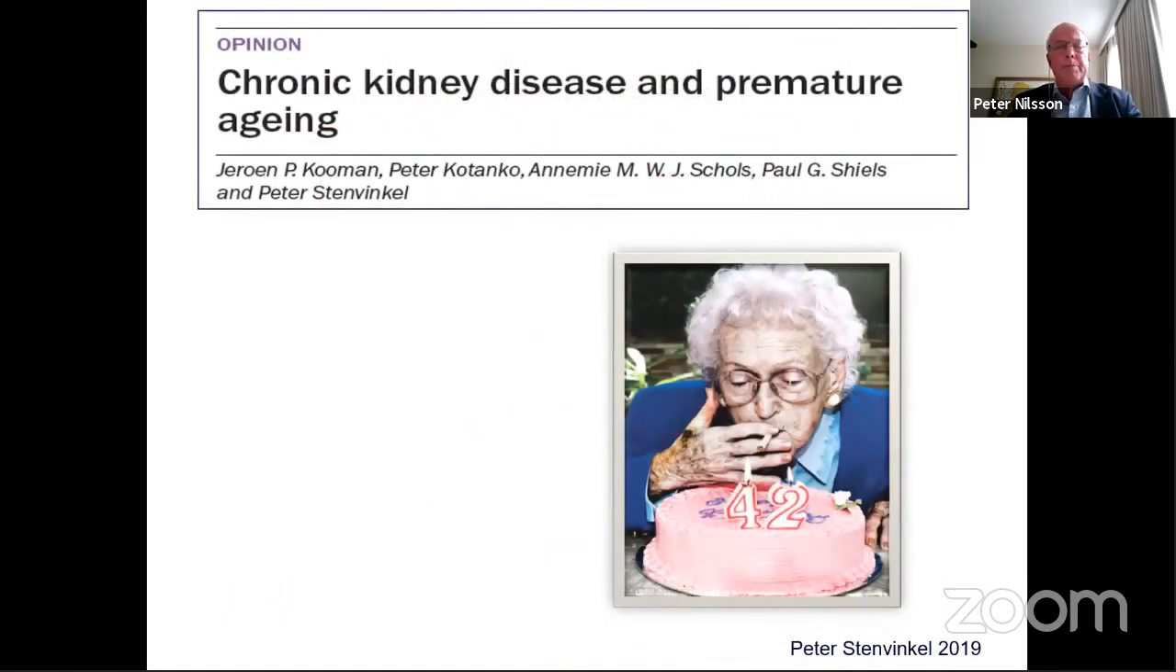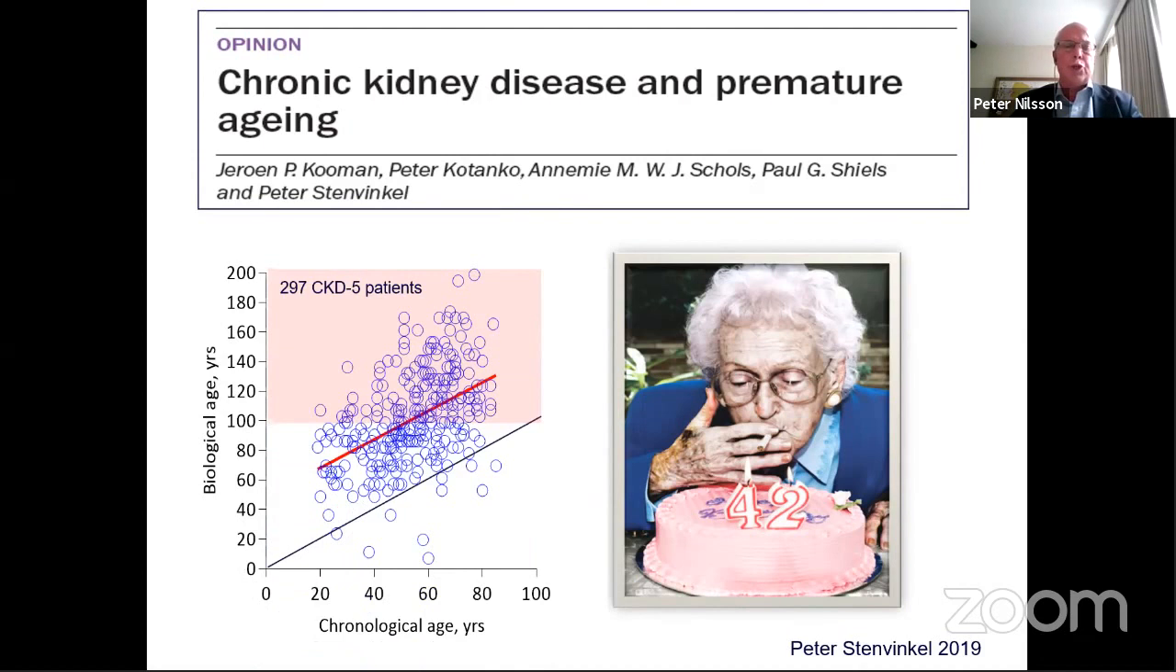I discussed comorbidities, and this is a slide to show you that patients with chronic kidney disease stage 5 have a more advanced biological age as compared to the chronological age. This is a model of premature aging in general, affecting all organs and the whole body. And of course, most of them also have signs of atherosclerosis, arterial stiffness, increased pulse wave velocity.